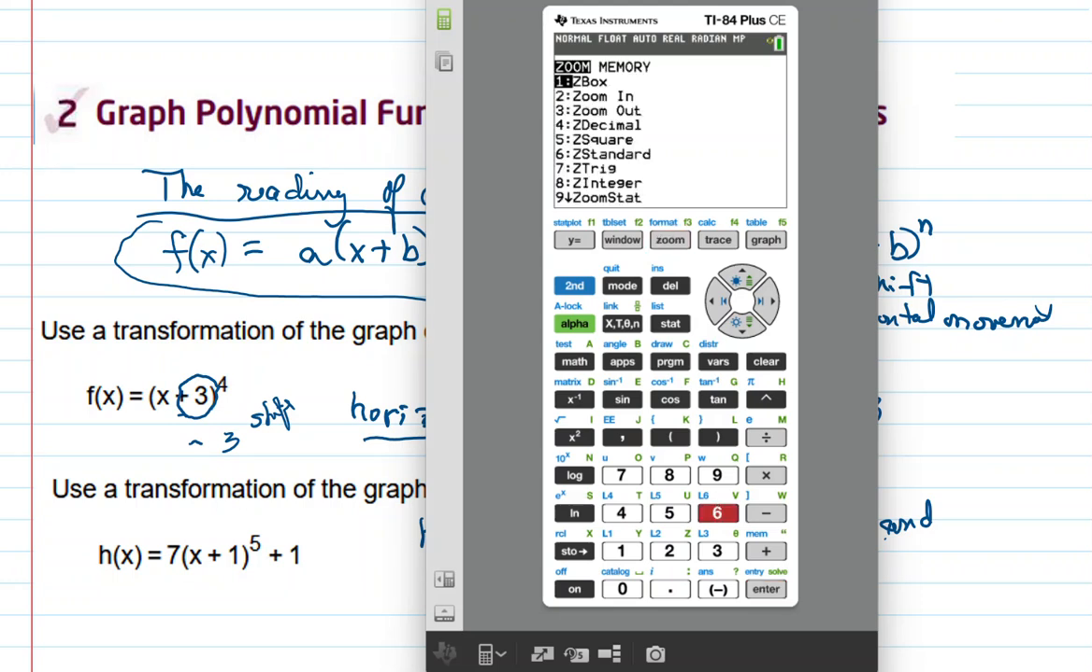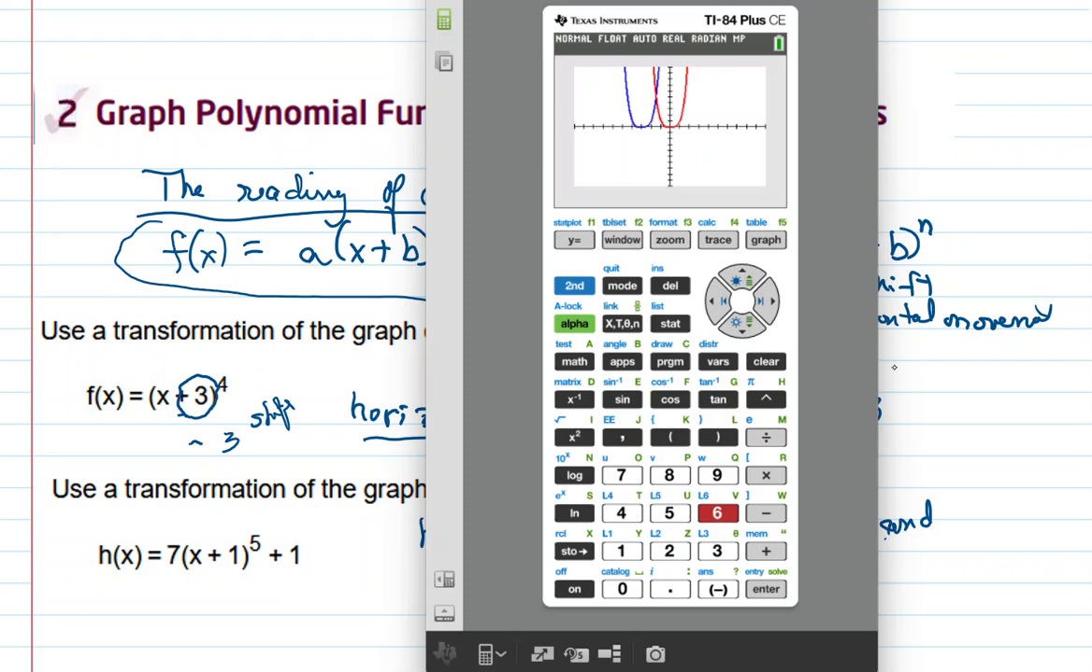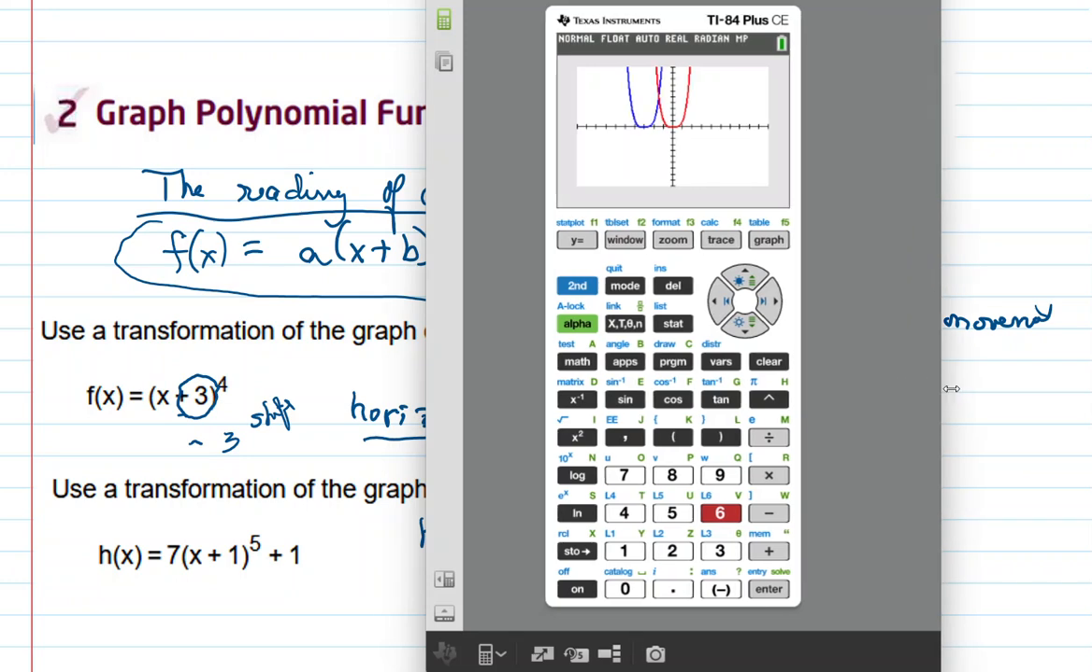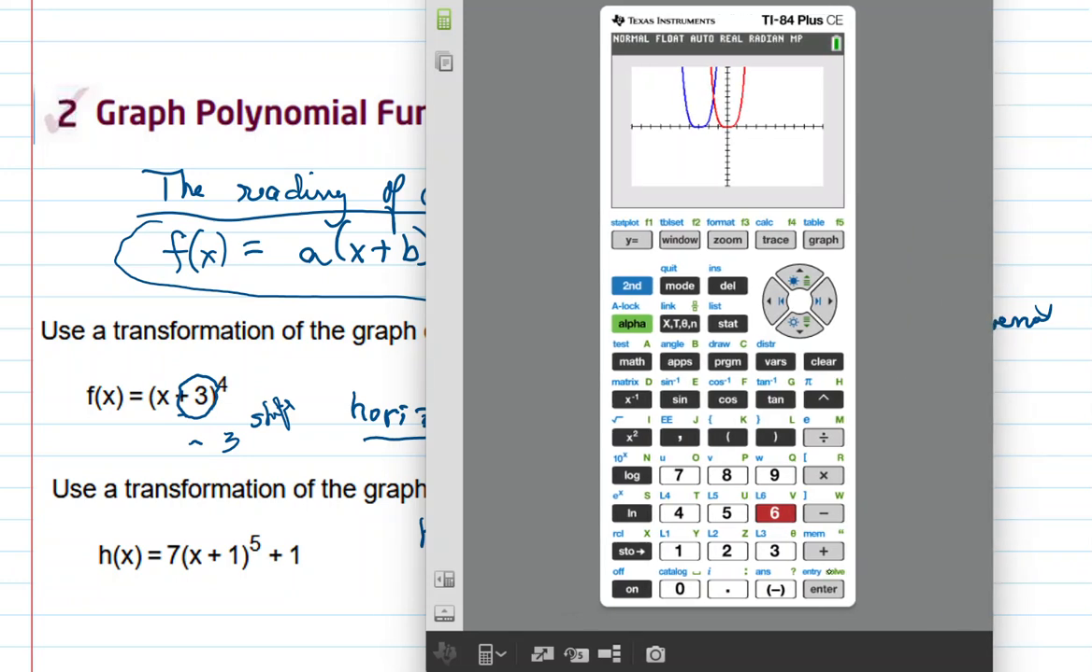Always zoom 6. So let's see what I have. Okay, so what we see is the parent function is red on mine because it's a second entry. And we can see where it is. Well, where did it move? Well, the vertex is at 0, 0, 3 to the left. Does everybody see that?